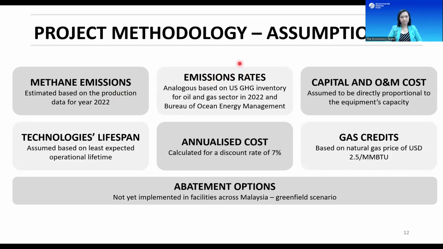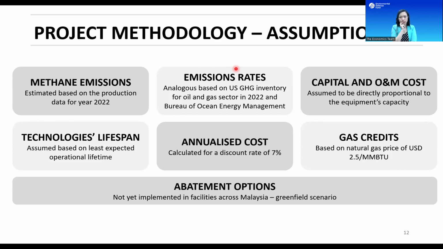Apart from that, the emission rates. One of our assumptions is that they are analogous to the US GHG inventory, as well as the Bureau of Ocean Energy Management. And I'll explain further on this in my coming slides. Another assumption we took into account is that the capital cost and the O&M cost for these abatement technologies are assumed to be proportional to the equipment's capacity. Ideally, we would think that as more of this type of abatement goes through the market, you would expect the cost to plateau a little bit, economies of scale, but we are assuming it to be stagnant for the time being.